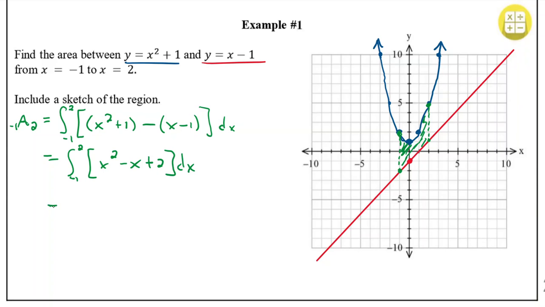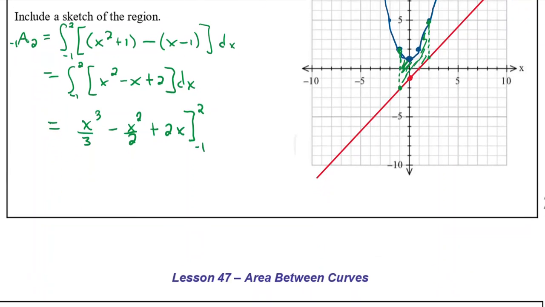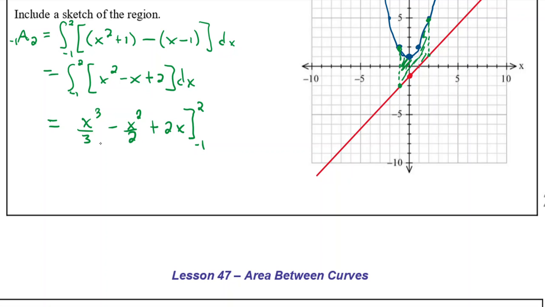All right, from here we will actually take the integral. So we'll take the antiderivative of each term. So this becomes x to the power of 3 over 3 minus x to the power of 2 over 2, and then plus 2x, and then we'll make the statement that we're going from -1 to 2, and then we'll just do that for both and then subtract.